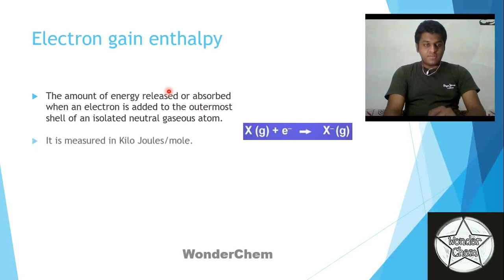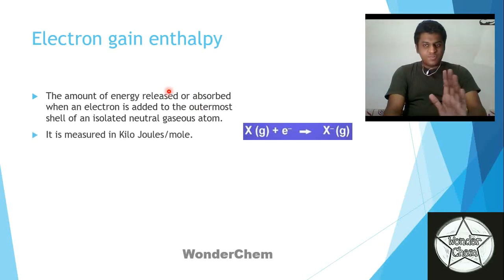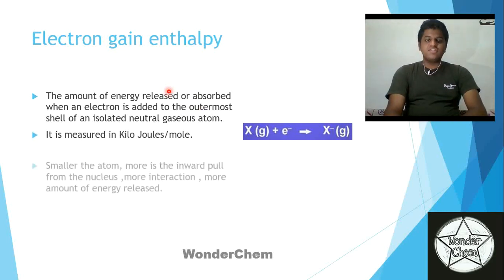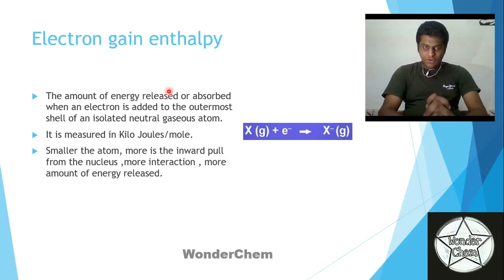So let us observe this. It is measured in kilojoules per mole, that is the SI unit for this. And now talking about the main thing. Smaller the atom, more is the inward pull from the nucleus. See, it is just like magnets. You keep the magnets close to iron filings, more will be the attractive force. You keep the magnet far away from the iron filings, lesser is the attractive force.